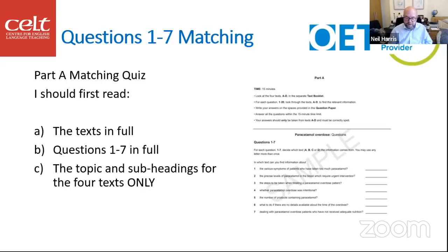Well done. For those of you who have chosen C correctly, that is what you should be doing. Avoid reading the text in full. That'll take away time from you that you simply don't have. And don't read the questions at this stage either. I know that sounds a bit weird, but the first thing you really need to be doing is to focus on the topic and the subheadings, because that's going to really help you to get your head around how to do this effectively.